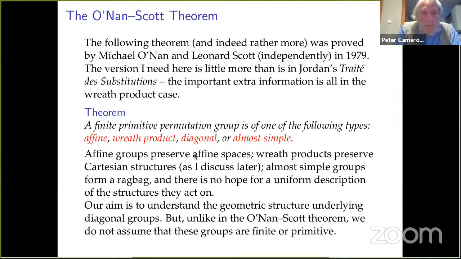So we're going to throw away the primitivity and all that kind of stuff and just build geometric structures, combinatorial structures from this general class of diagonal groups. And it will include some interesting things that you've probably seen before.